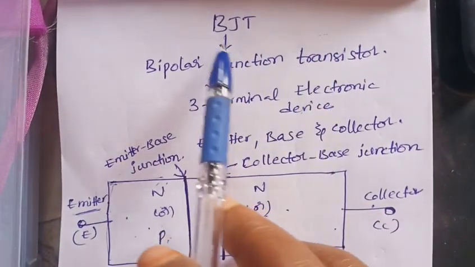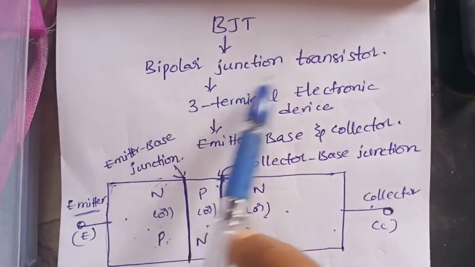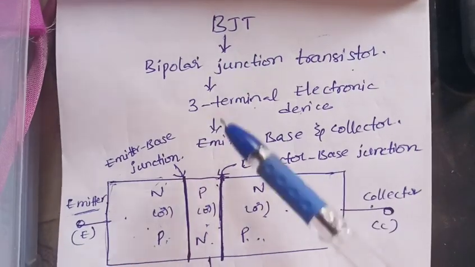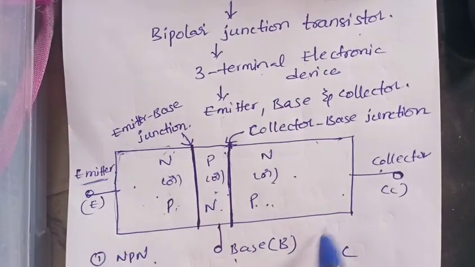Good morning, friends. Today, let us explain BJT. BJT means bipolar junction transistor. It is a three-terminal device, and these three terminals are emitter, base, and collector. This is the schematic diagram of a transistor.